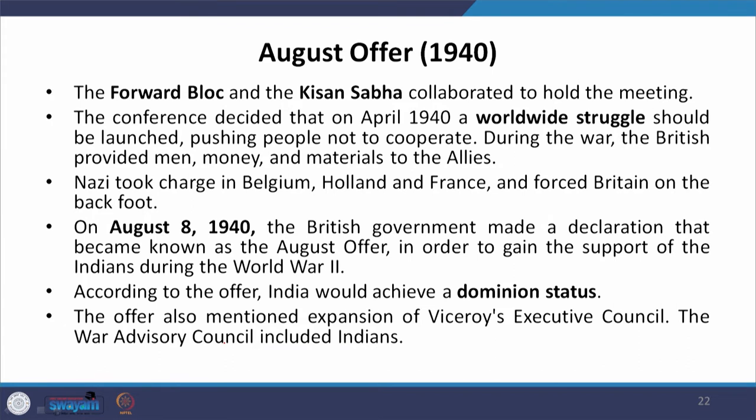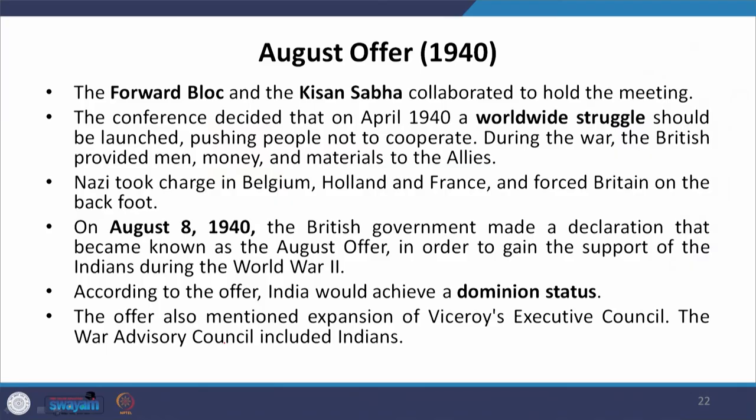In the meantime, we see that the Nazis are taking charge in Belgium, in Holland and France, and they forced Britain on a back foot. By August 8, 1940, the British government had made a declaration that became known as the August Offer, as a way of gaining the support of the Indians during World War II.